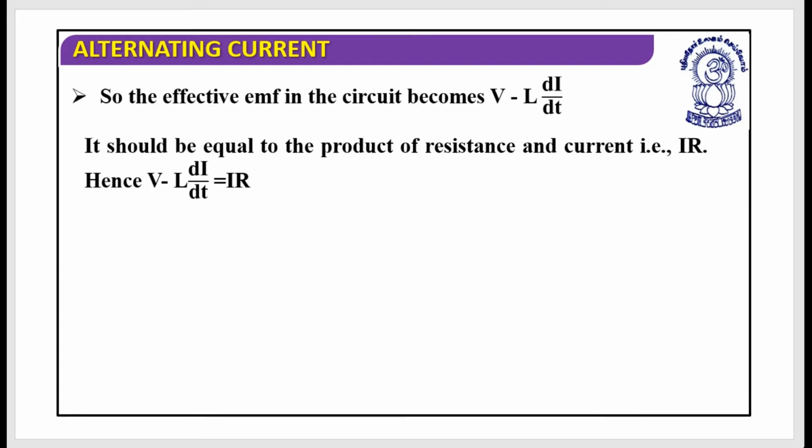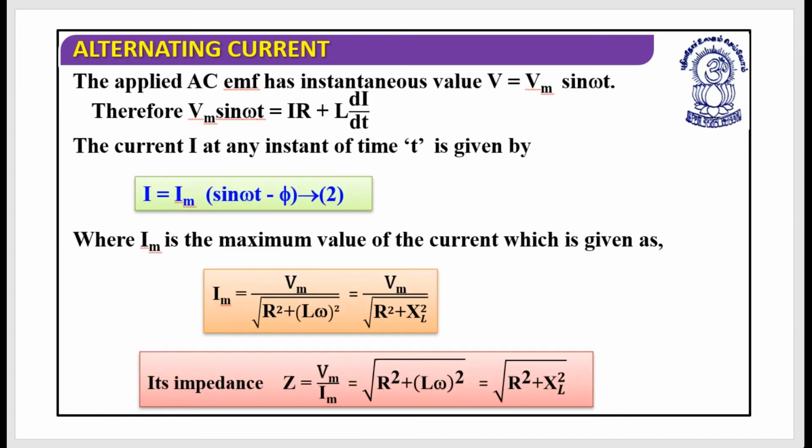So from this, the effective EMF in the circuit will become V minus L di by dt, and this should be equal to the product of resistance and current, which is IR. So that means V minus L di by dt would be equal to IR. So this is the case where AC has been connected with the RL.